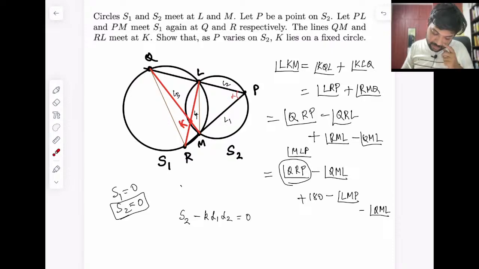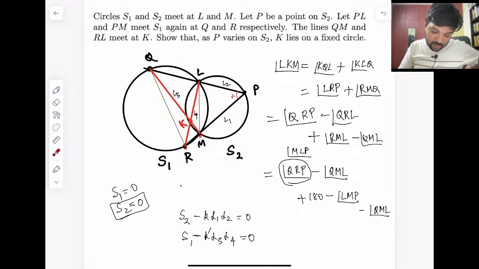And somehow I have to bring S1, L3, L4. L3, L4 vanishes at Q, L, M, R. S1 also vanishes. So some k dash equal to 0, if you take that, then certainly all these 4 points will vanish on this. It's a conic passing through those 4 points.